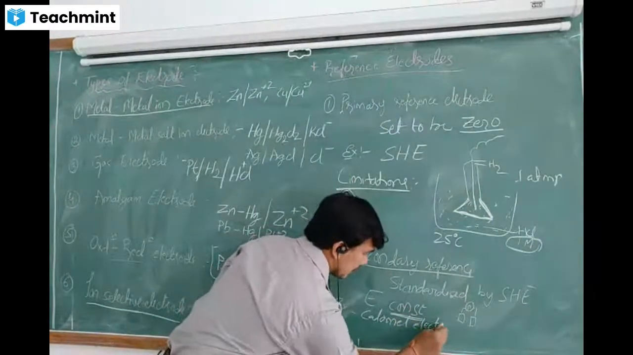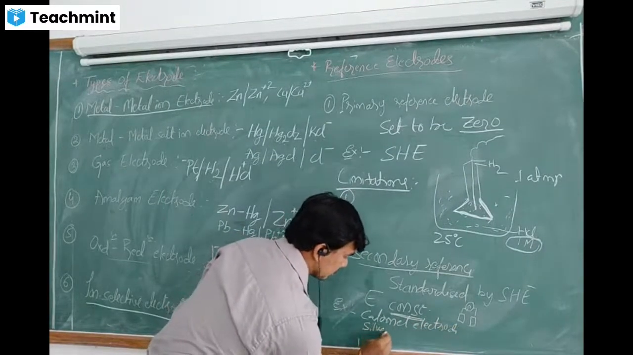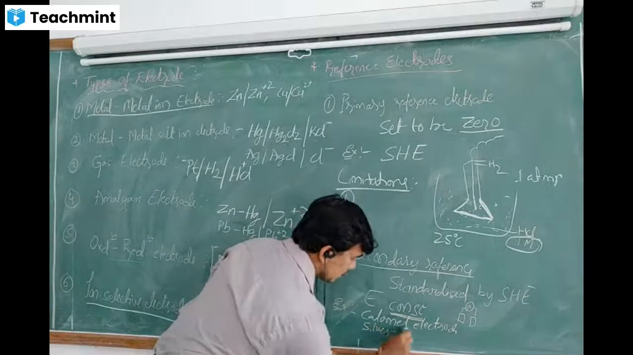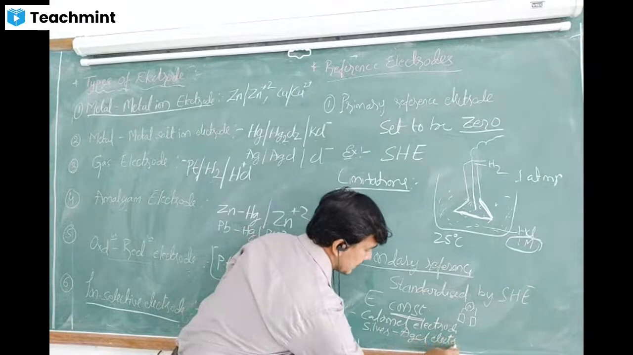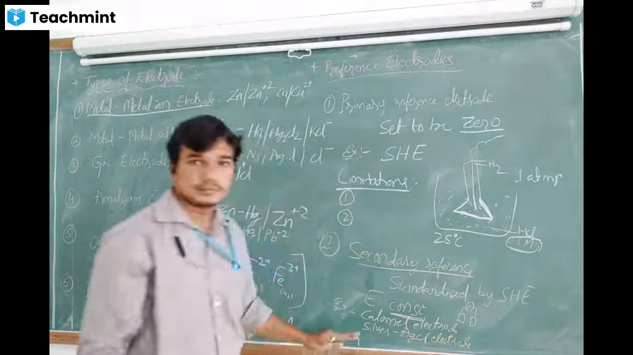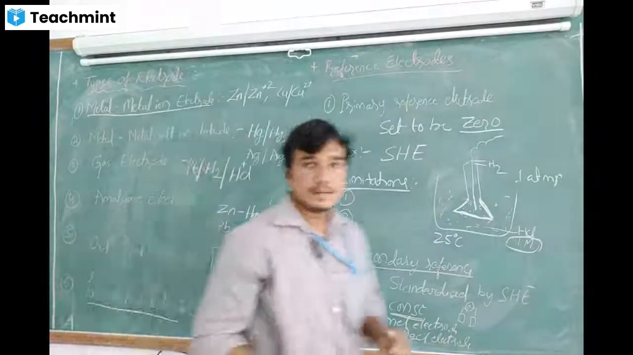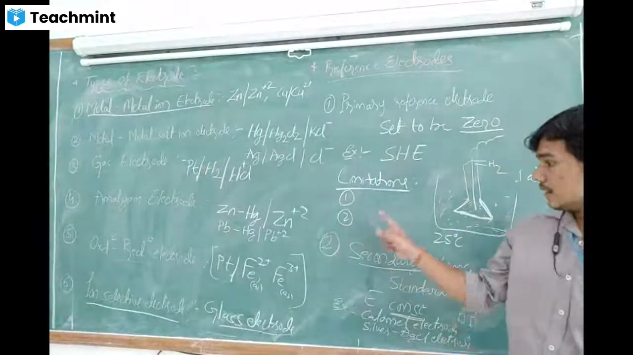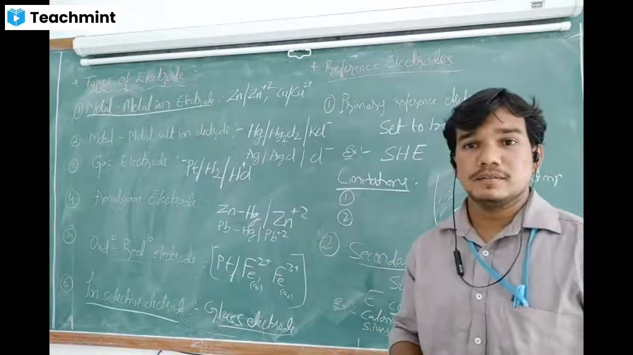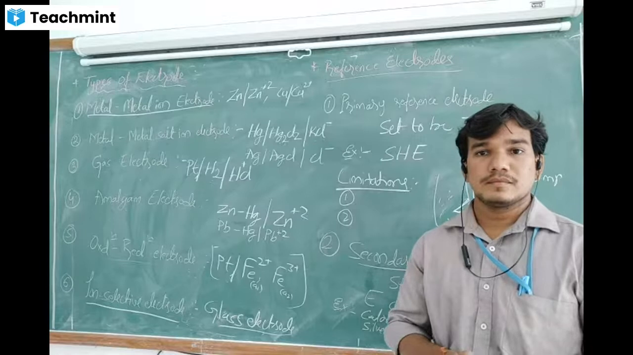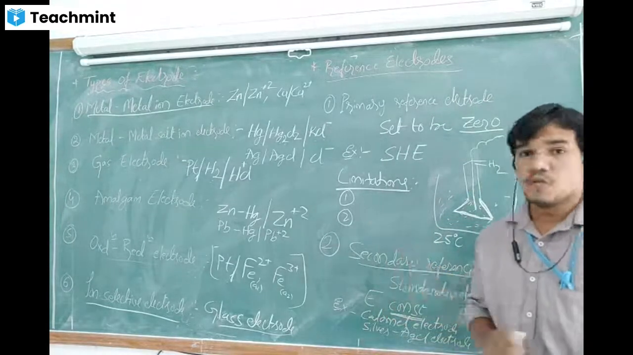Calomel electrode and silver chloride electrode. Okay, these are all examples of the secondary reference electrode. Got it? What is meant by secondary reference electrode? Anyone? If you understood this concept, I can move forward.